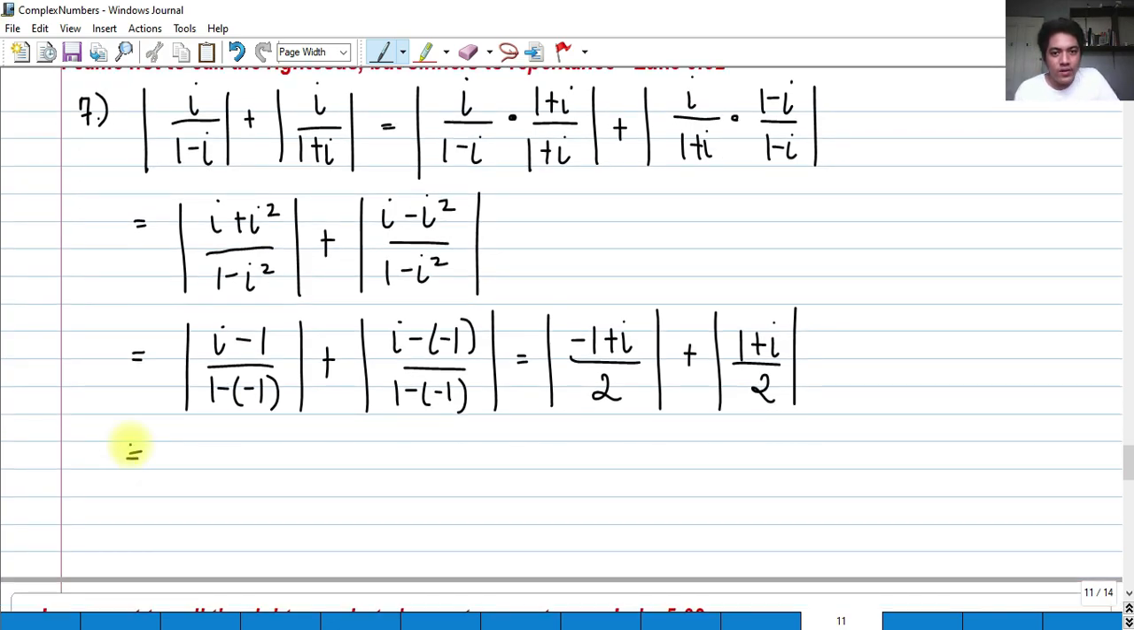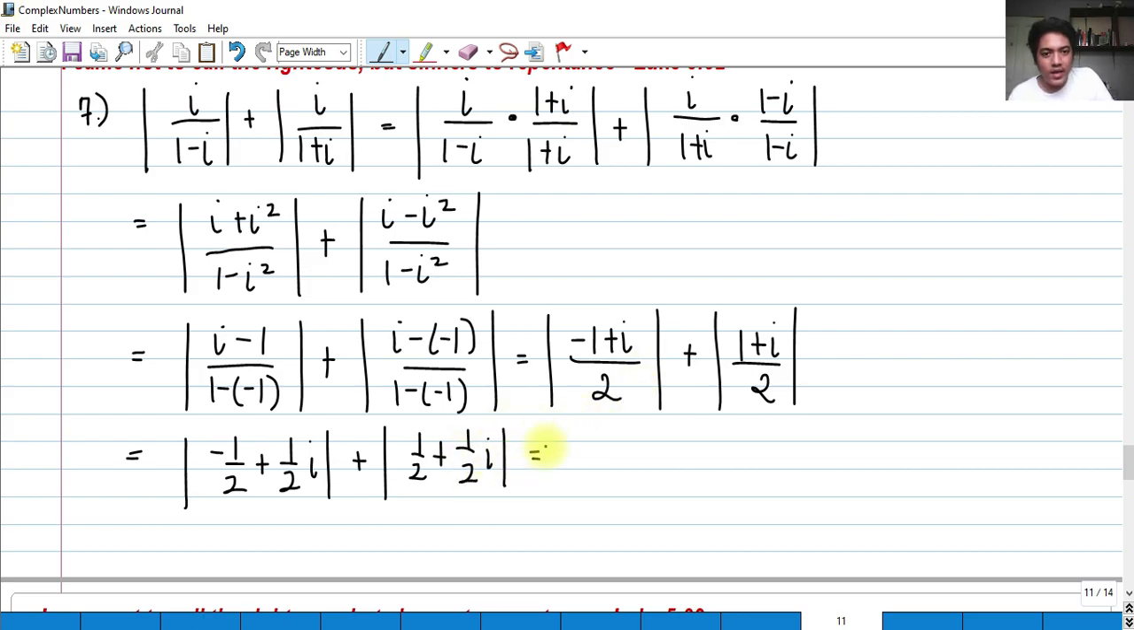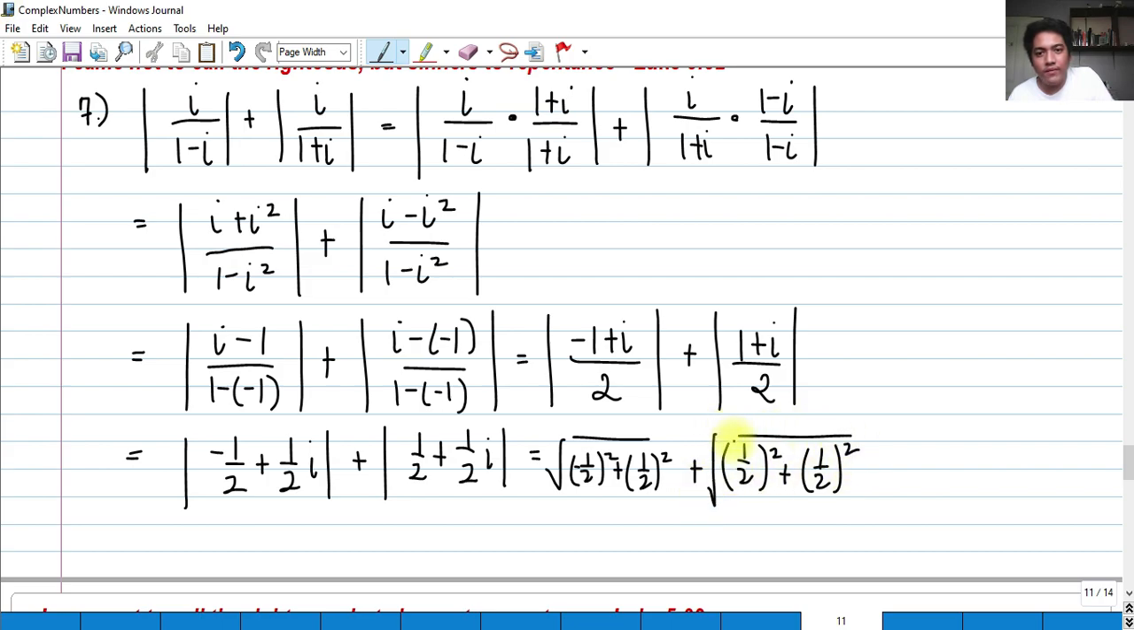So we get the modulus of each, then we add. We can rewrite this as negative 1 half plus 1 half i, the first term. And then the second term we can rewrite as 1 half plus 1 half i. So as you can see, that would be the square root of negative 1 half squared plus 1 half squared, and then plus, we have almost the same, 1 half squared. Actually, they are the same. We have evaluated this on our previous example.